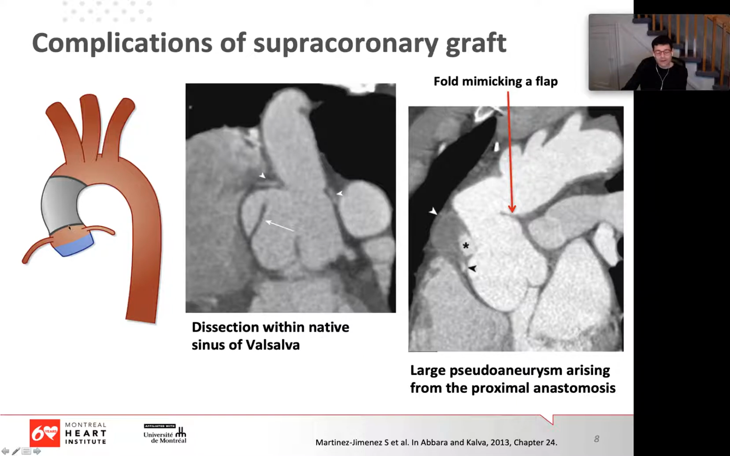If there was a replacement only of the ascending aorta using a supracoronary graft, you have to remember that the aortic root contains remaining native aortic tissue, and a localized dissection could occur in this location, which is not to be confused with a fold in the ascending aorta graft. In this case, there was a pseudoaneurysm arising from the proximal anastomosis of the graft with a secondary hematoma.